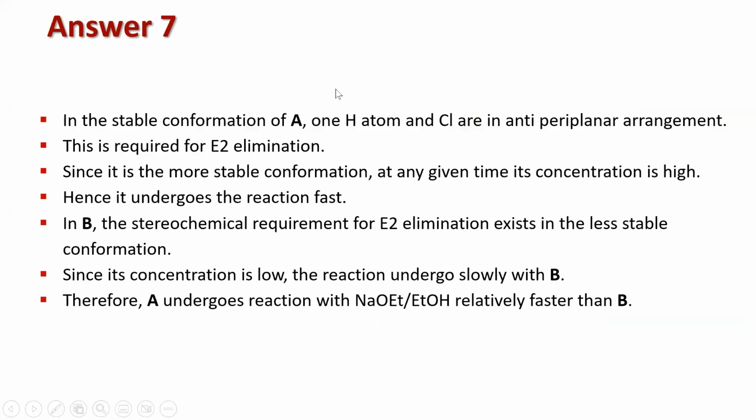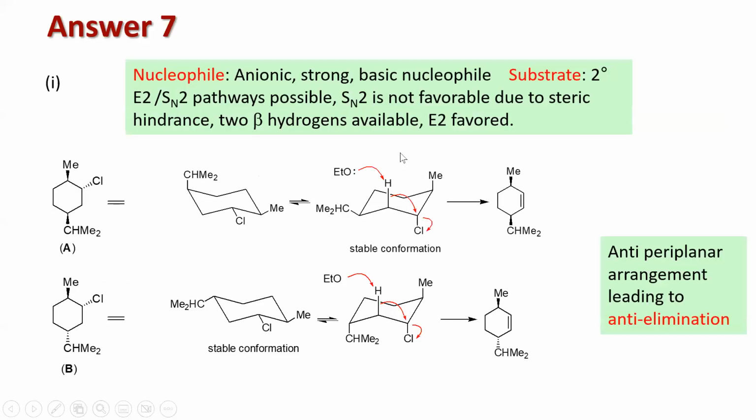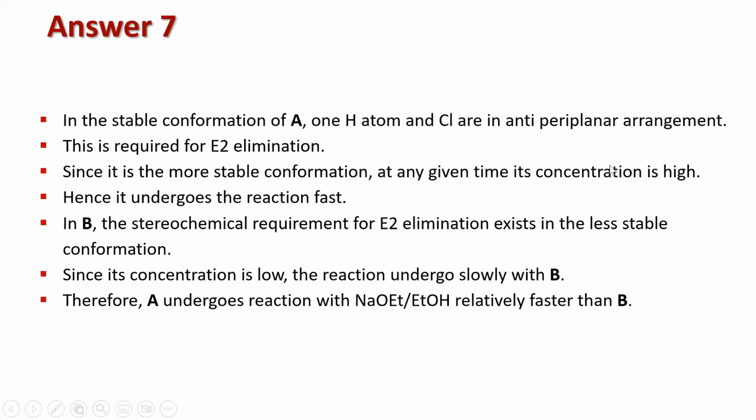When you are writing the answer, you have to explain it step by step. In the stable conformation of A, one hydrogen atom and chlorine are in the anti-periplanar arrangement. This is required for elimination. That was clear to you. But when you look at B, the stable conformation has the required stereochemistry, which is anti-periplanar or trans arrangement. This is required for E2. Since it is the most stable conformation and at any given time its concentration is high, it undergoes the reaction fast.